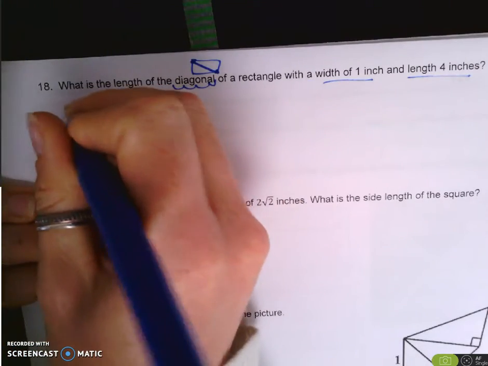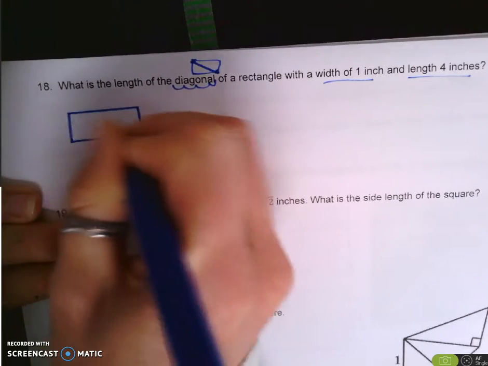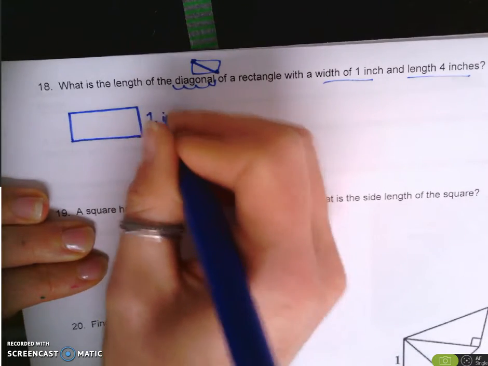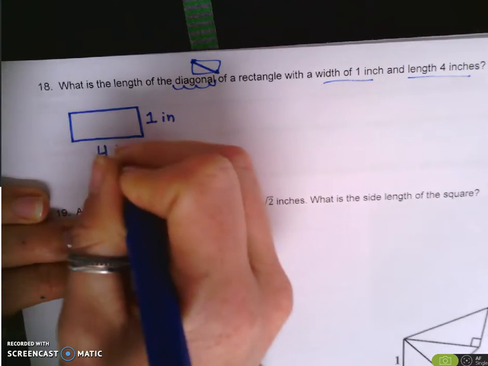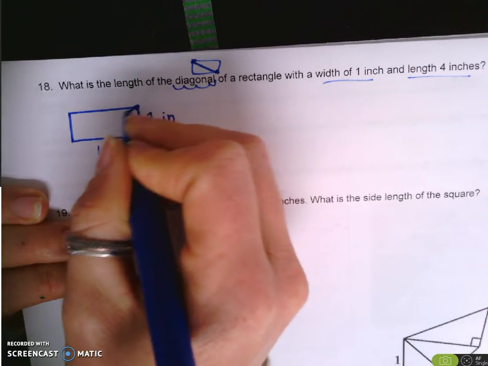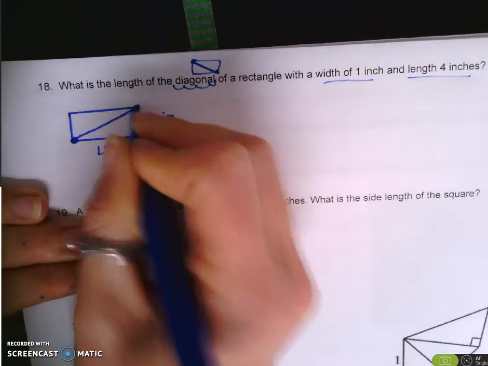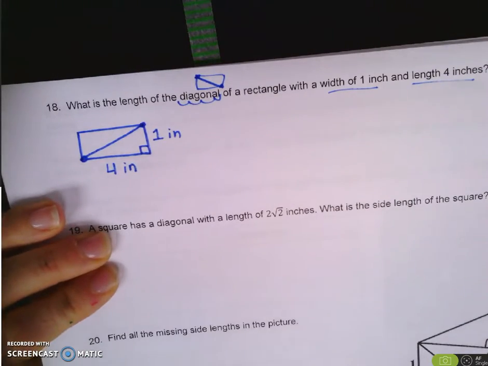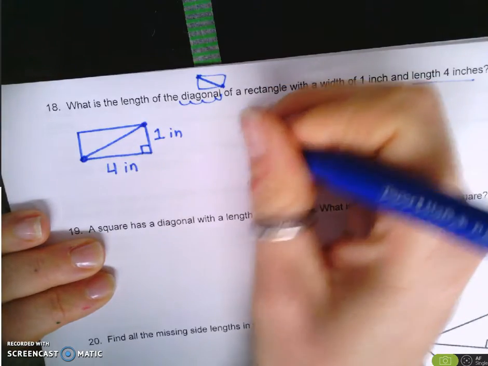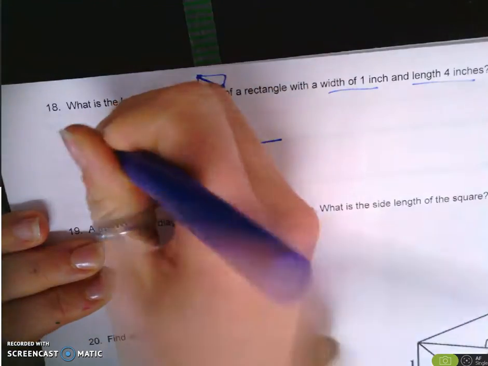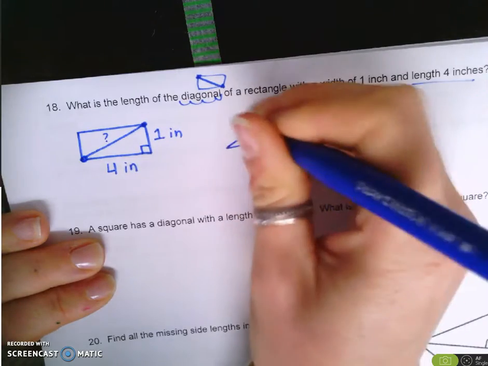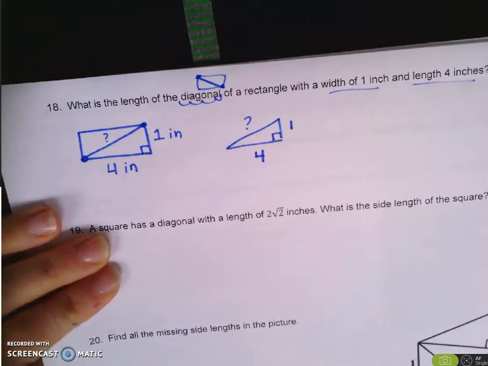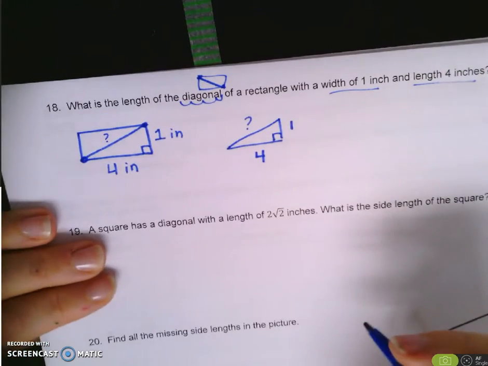So this is a rectangle, pretty good rectangle, and it has a width of 1 inch and a length of 4 inches. What are they asking us? Oh, to find this diagonal. Make it look more like a rectangle with this right angle. Do you see what I see? You're right, it's a right triangle. So if I can find this hypotenuse, I know the length of the diagonal. So all of these we're going to be drawing right triangles for.